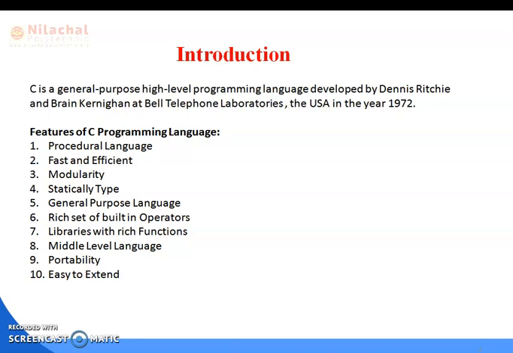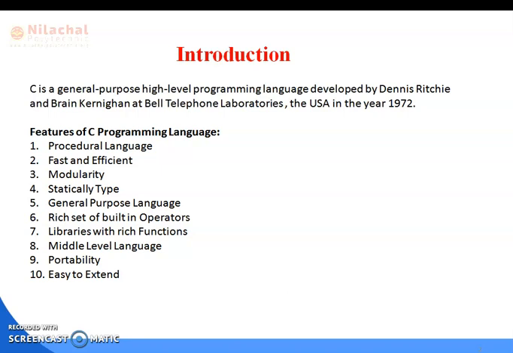C is a general purpose high-level programming language developed by Dennis Ritchie and Brian Kernighan at Bell Telephone Laboratories, USA, in the year 1972. So what are the features of C programming language?